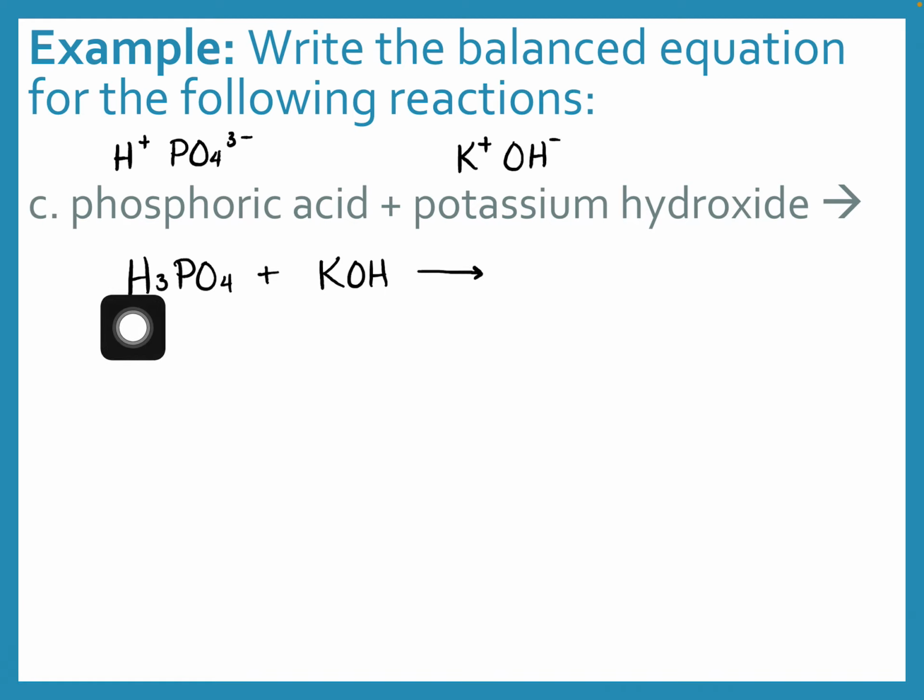I'm going to have the hydrogen and hydroxide come together to make water, and potassium and phosphate come together. So potassium is a 1, phosphate is a 3, so that's going to give me K3PO4 and water.